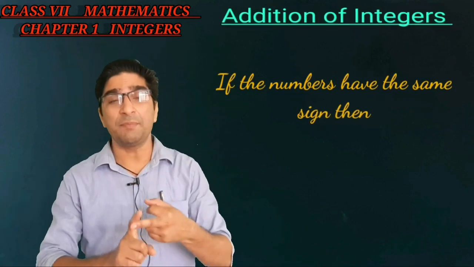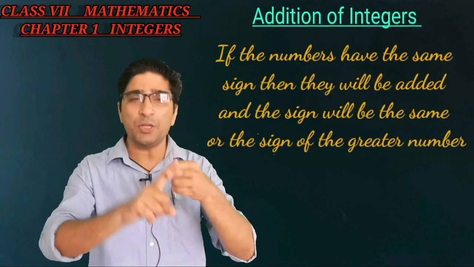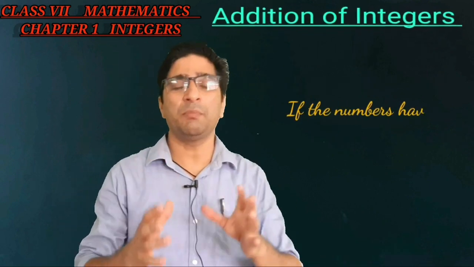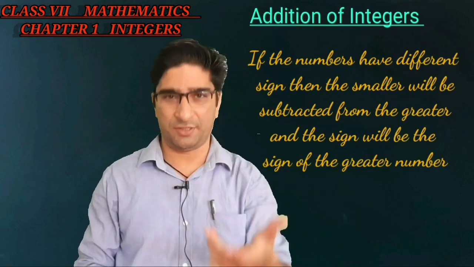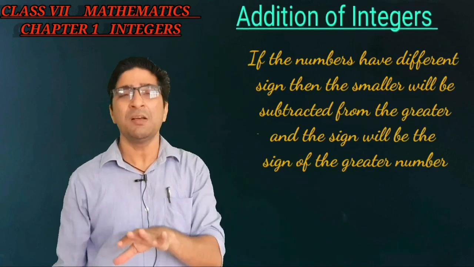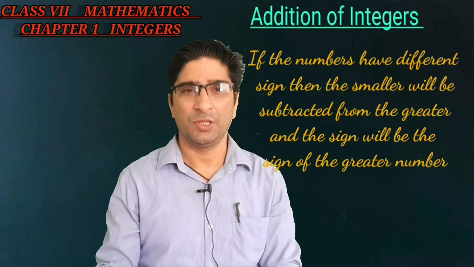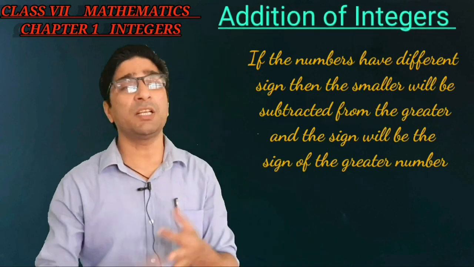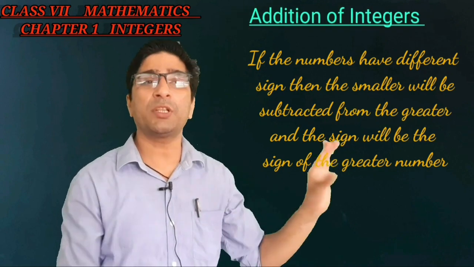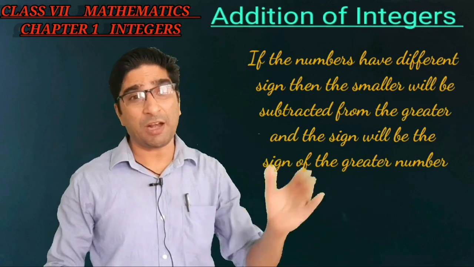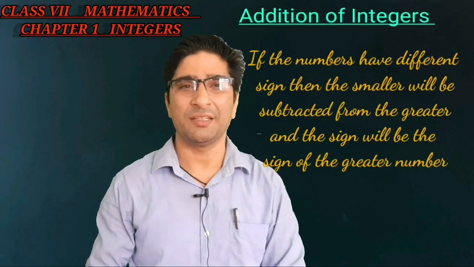If both the integers have the same sign, we will add, but we will put the sign of the greater number. If the numbers have different sign, then always we subtract. If numbers have different sign, means one plus and another minus, then we will directly subtract, and subtraction is always greater minus smaller. Now for the sign, if the greater number has negative sign, then we will place negative sign. If the greater number has positive, then there will be positive sign. Understood? Okay.